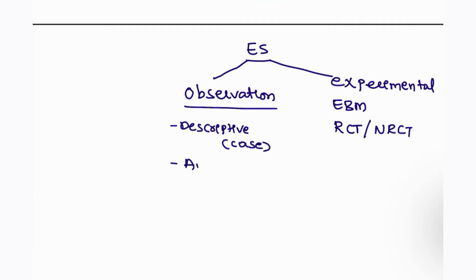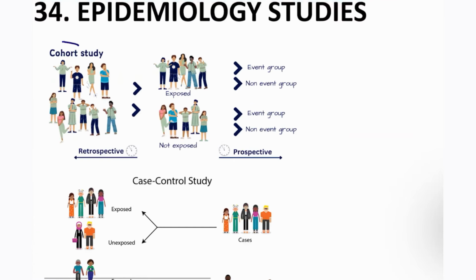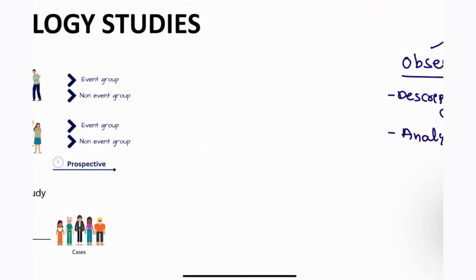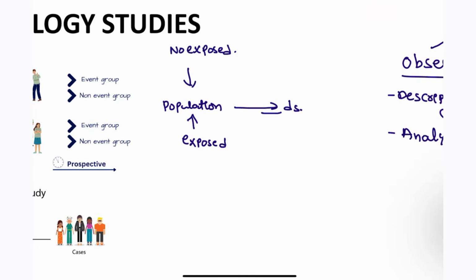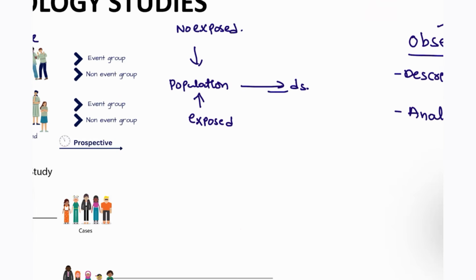Next, another type is the analytical. The first analytical type is the cohort study, which is also known as a prospective study. This prospective study is looking into the future. For example, you take a population and you are going to see the disease progression. First, you see whether the patient is exposed or non-exposed. So looking into the future is known as a cohort study.